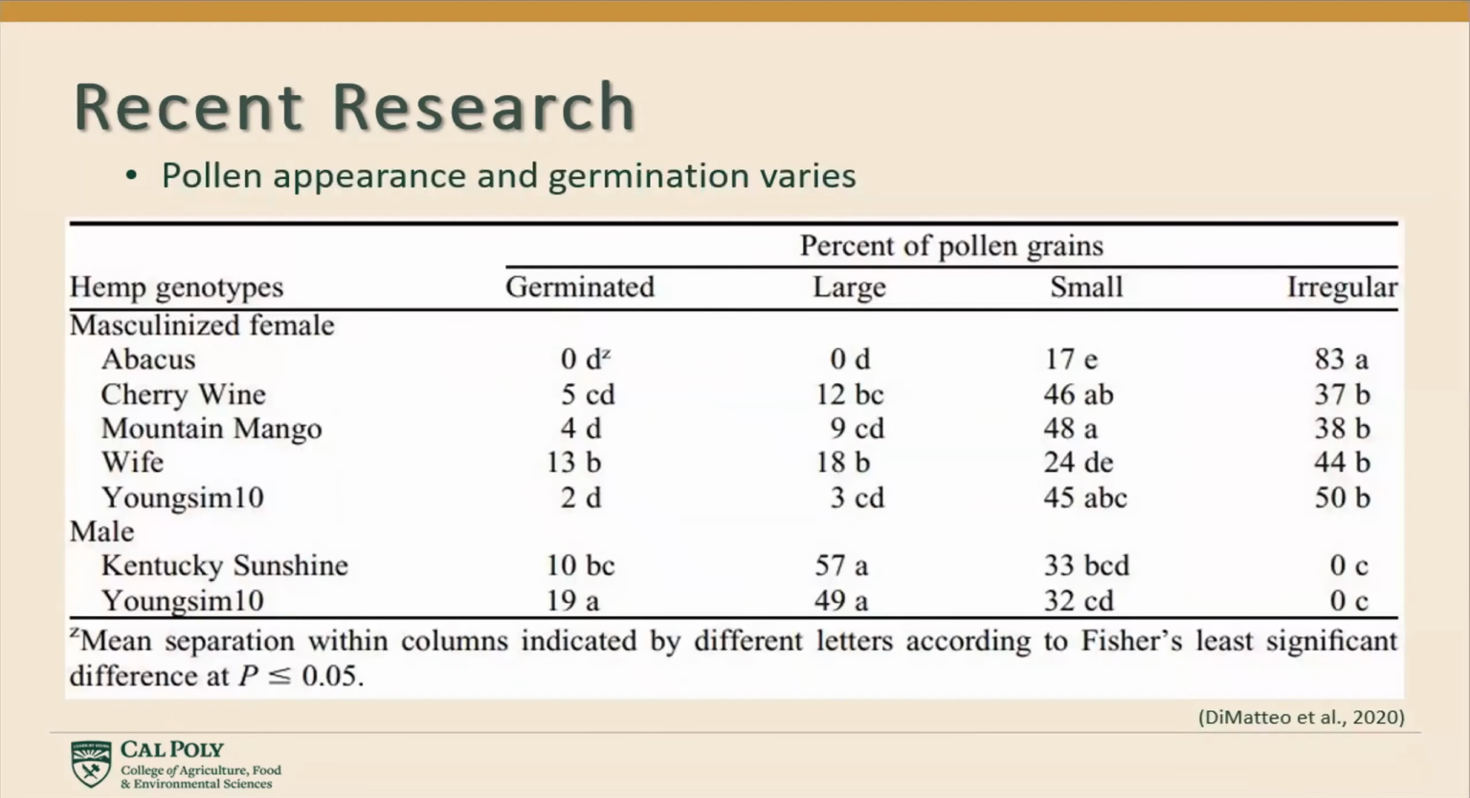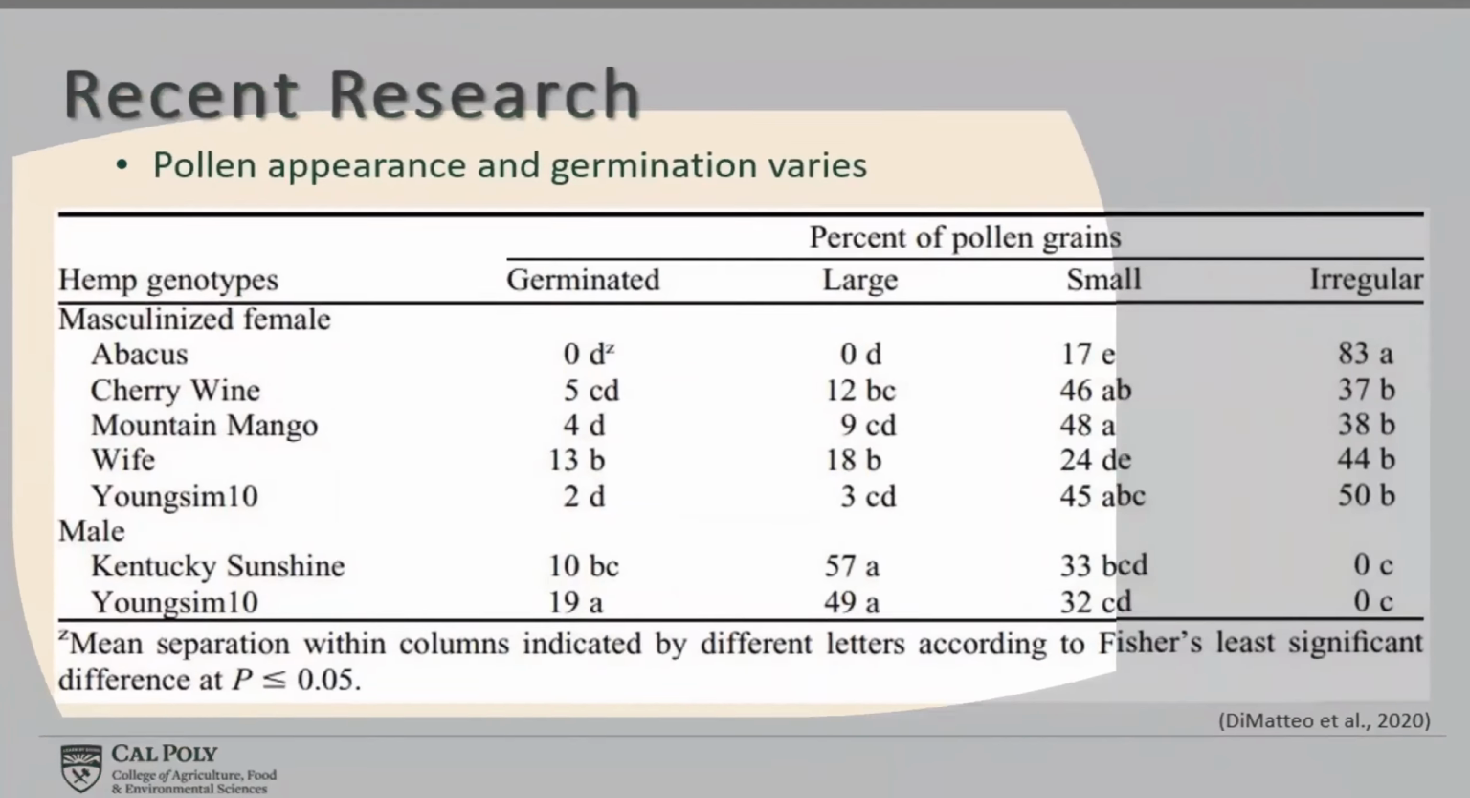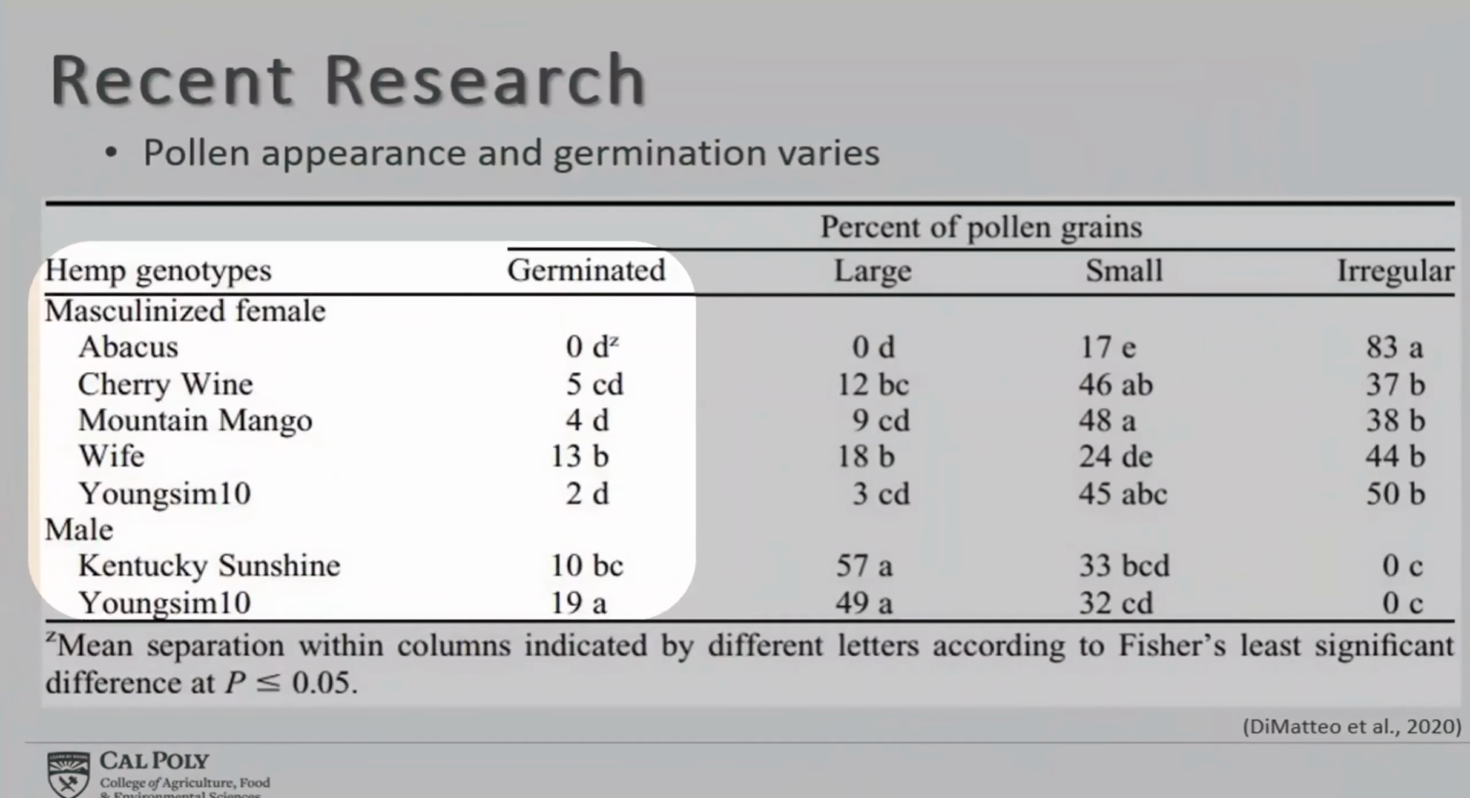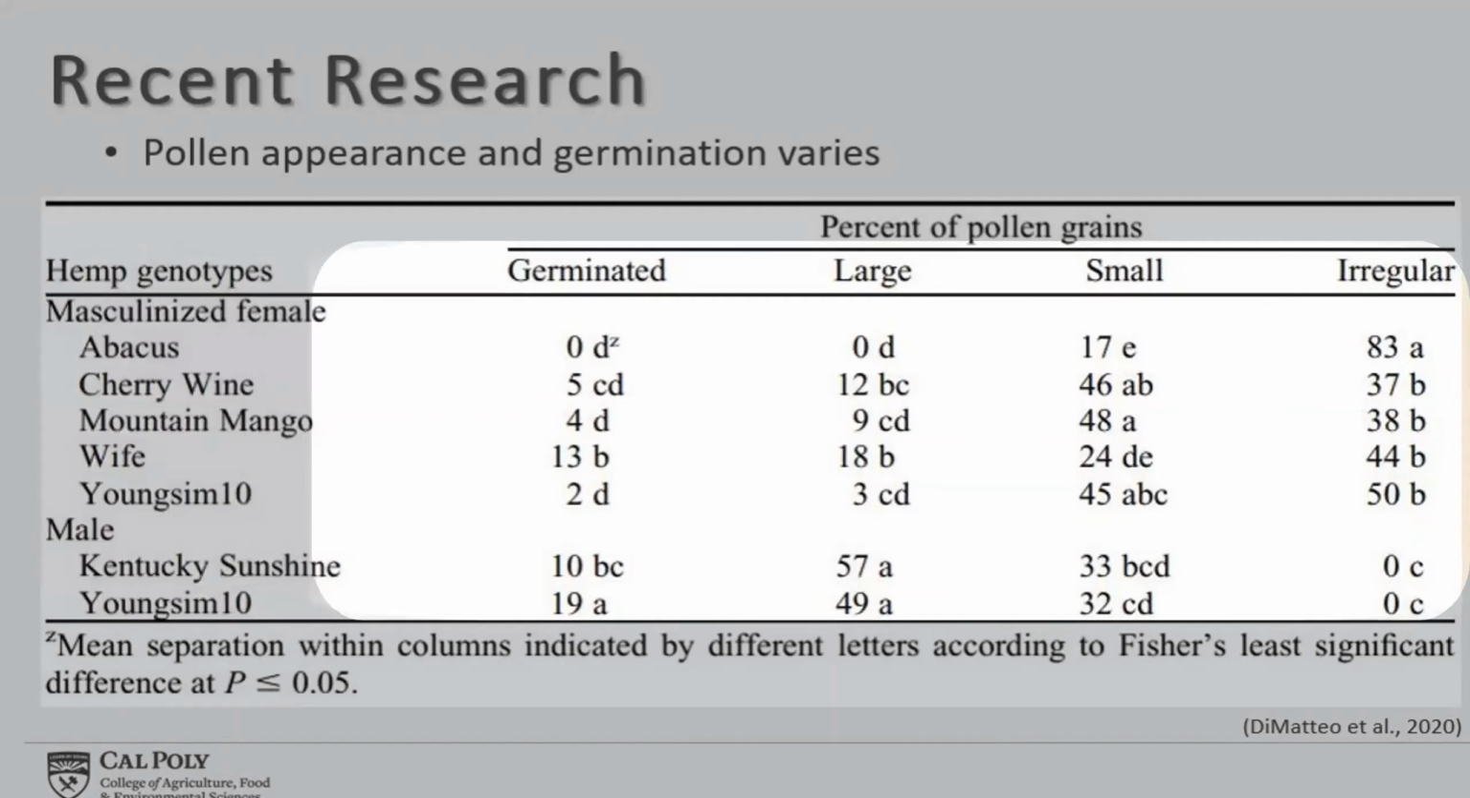Another recent research article characterized the appearance and initial germination rates of pollen from masculinized female hemp plants and from true male plants. They found lower initial germination rates in masculinized pollen, ranging from 0 to 13% germination. They also looked at irregularly shaped pollen grains and found that pollen from masculinized plants had significantly more irregular pollen grains than that from true male plants.